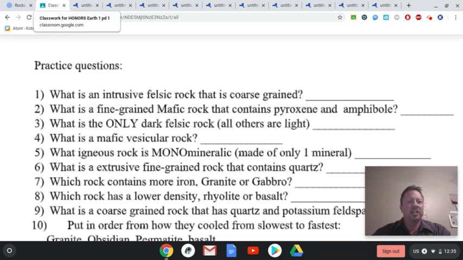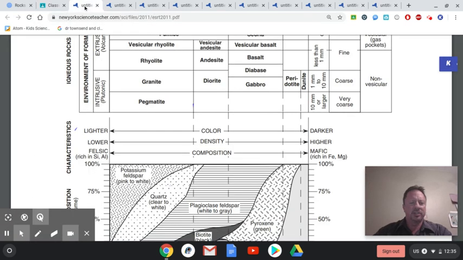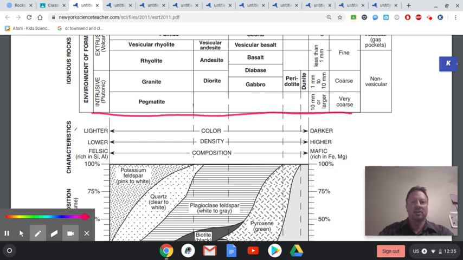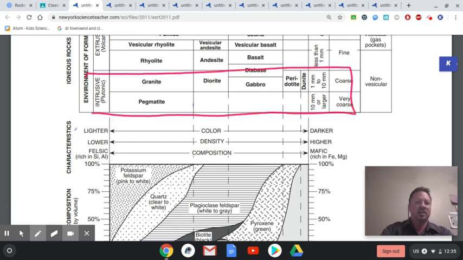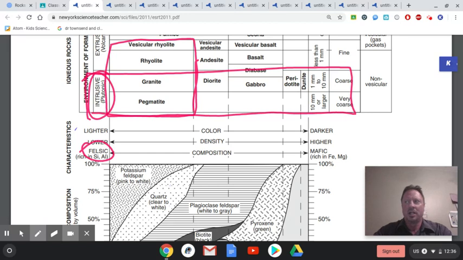Okay, so what is an intrusive felsic rock that is coarse-grained? When we say intrusive, again, we're talking about these guys right here. It's any one of these guys, because that's where the word intrusive is. So these are all intrusives, and they are felsic. The rock we're looking for is felsic, so we are going to look at this box right here. Those are felsics, and we're saying it is coarse-grained.